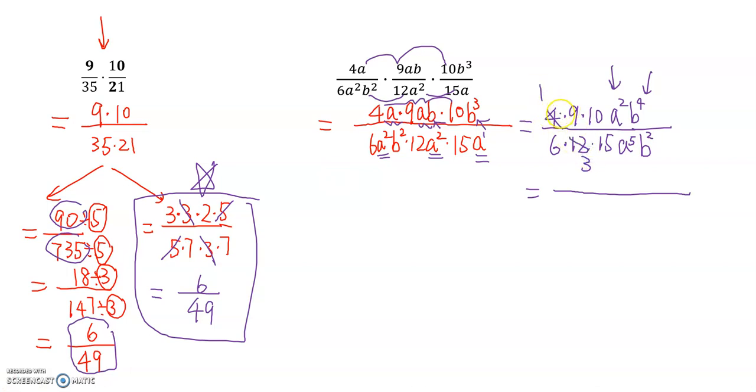So it's like dividing both top and bottom by 4. And 6 and 9, because 3 goes into both of them, so I can divide both by 3. 6 divided by 3 is 2. 9 divided by 3 is 3.